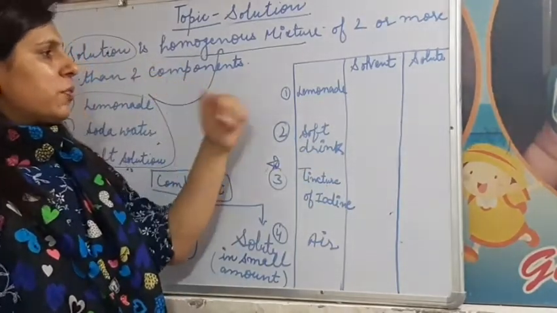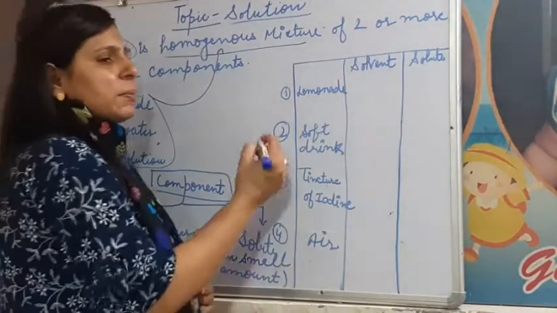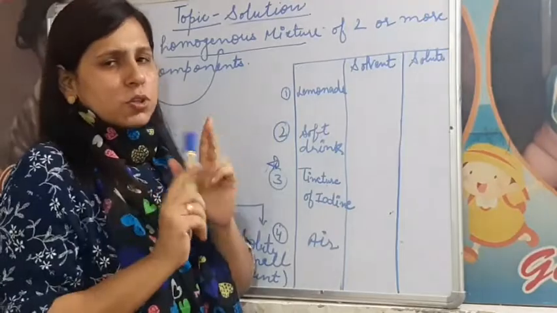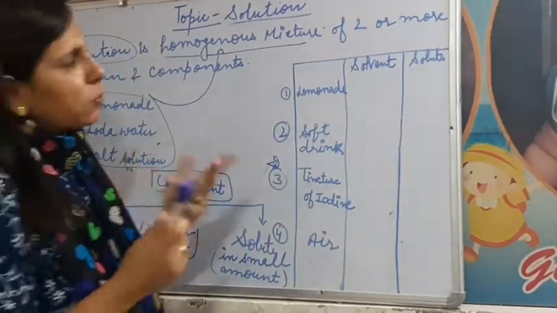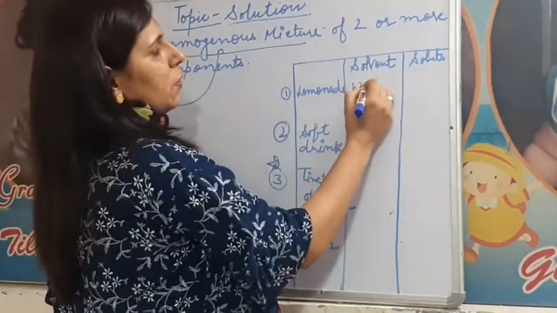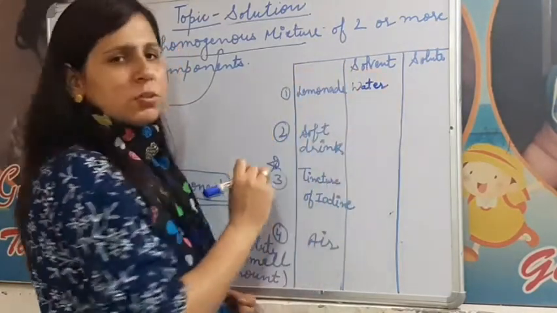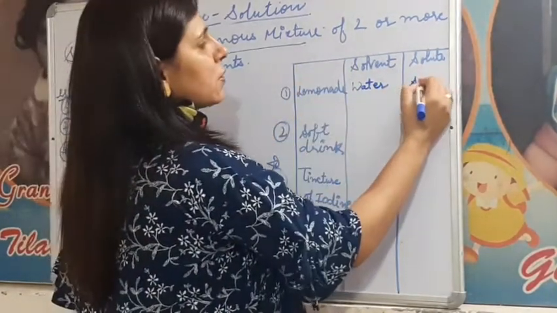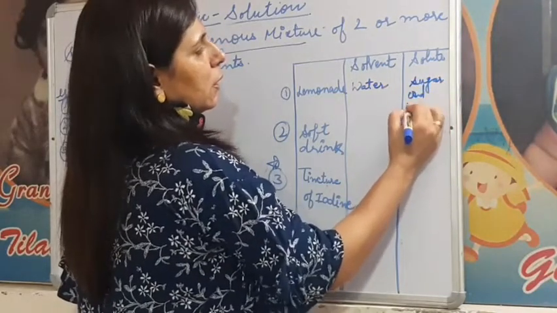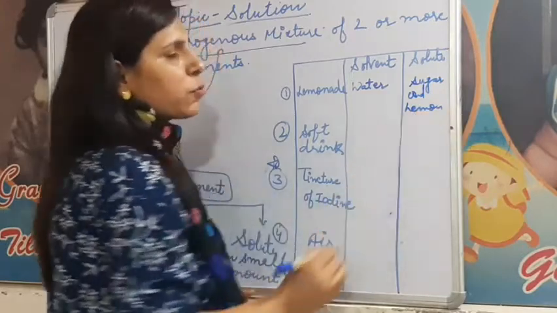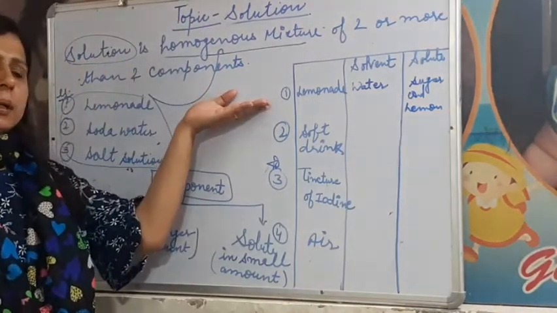Let us discuss the first one, lemonade. Lemonade is a mixing of water, sugar and lemon. Which one is present in more amount? Obviously water. So water will become the solvent, and the other things like sugar and lemon will be solute for the solution lemonade.